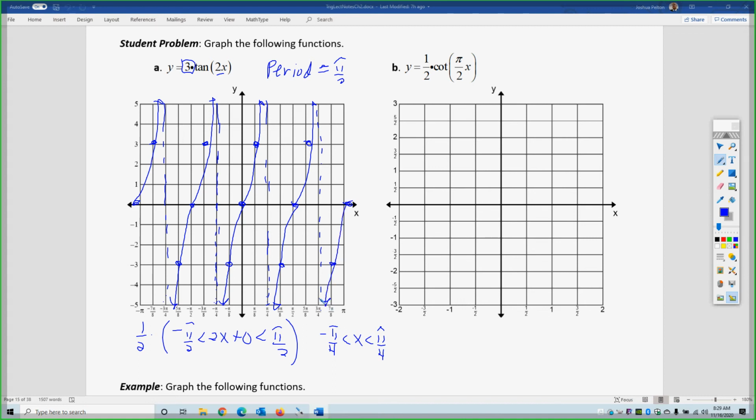Okay, let's try the cotangent. So cotangent has cycles of pi. It's here every whole pi. But this one's pi over 2 x plus 0, which means b is pi over 2 and c is 0. So I'm just going to simply multiply everything times 2 over pi. So that'll give me 0 is less than x is less than 2.